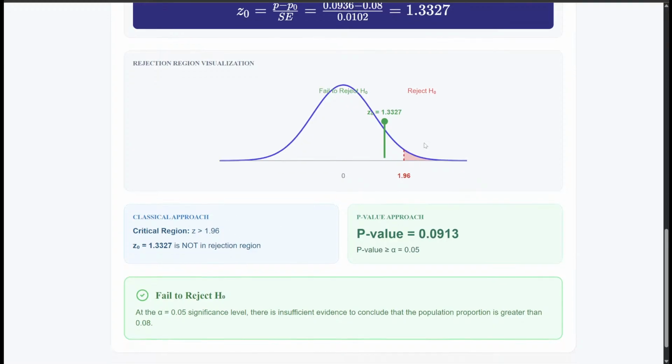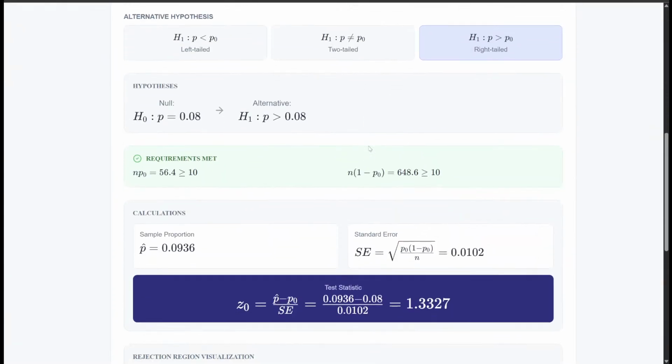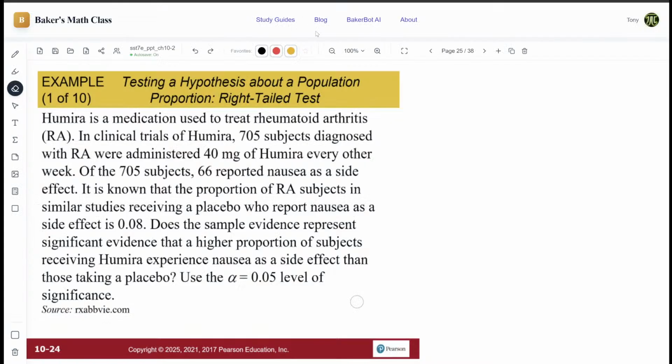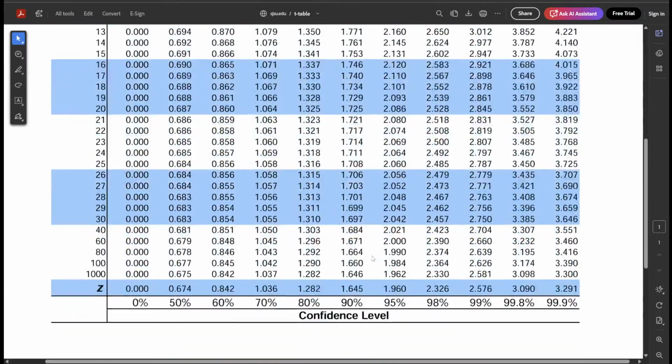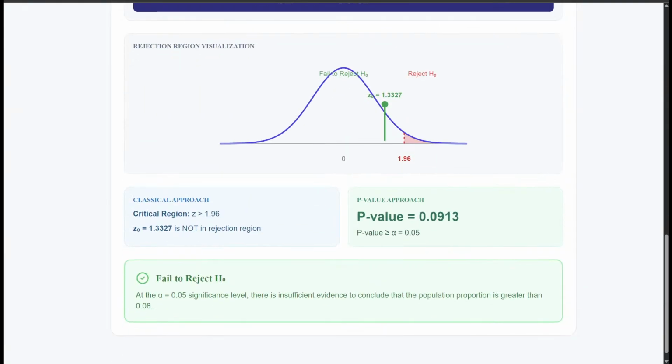So it is not in the rejection region. And the actual value, which that should have said, was 1.645. So 1.3327 is not greater than the 1.645, so it fails that. And if we look at the p-value, the 0.0913 is bigger than the 0.05 when we want it to be less than. So in this case, I'm failing to reject.